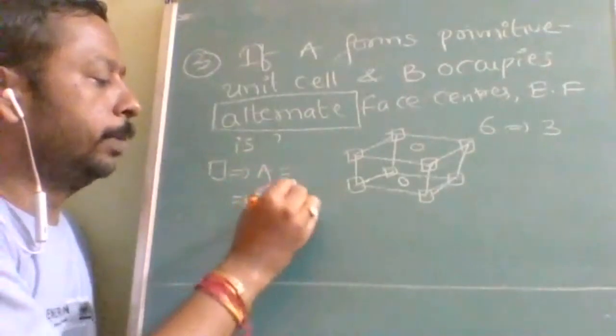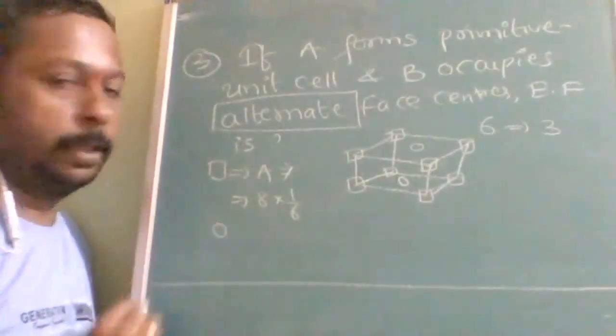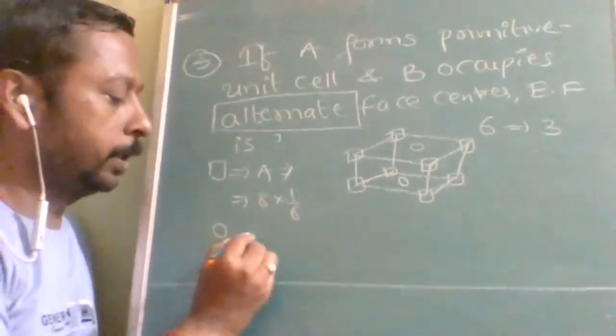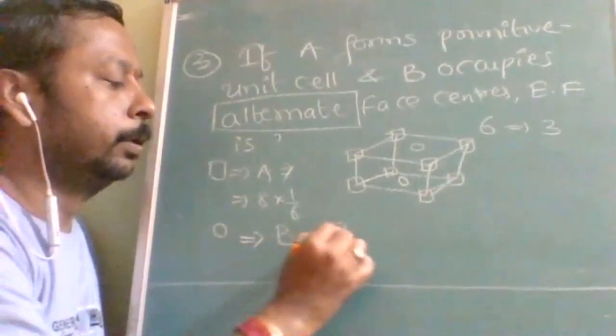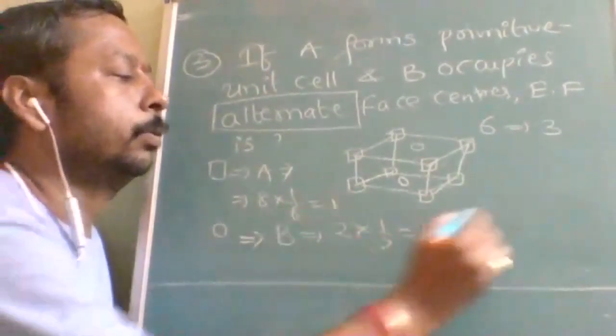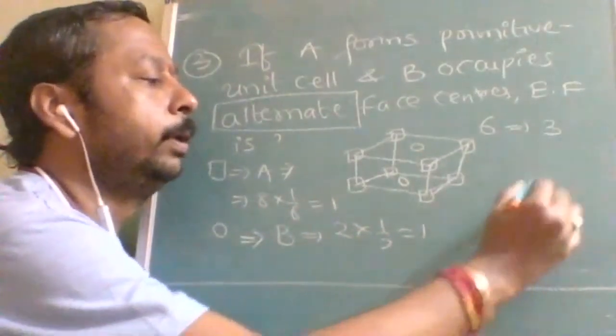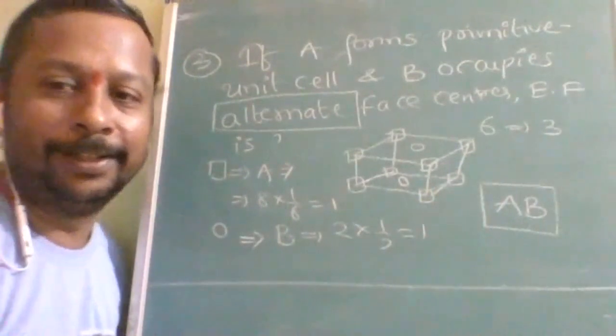8 into 1 by 8. Now B. B is circles. And circles where they are there, only two face centers. So 2 into 1 by 2 is equal to 1. So the answer will be AB. What is the answer? AB, not A to B3.